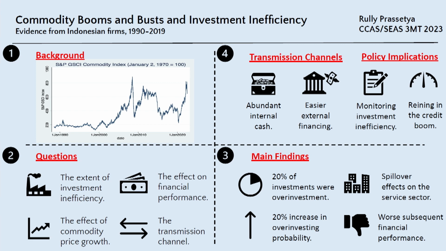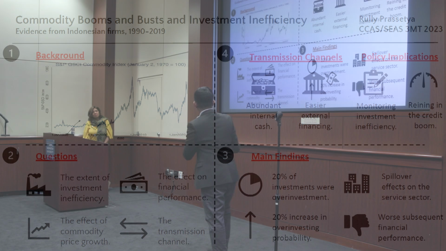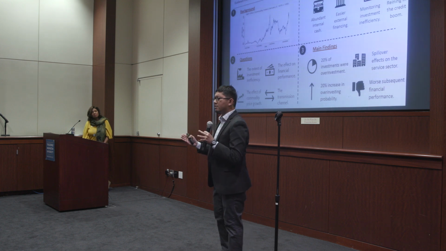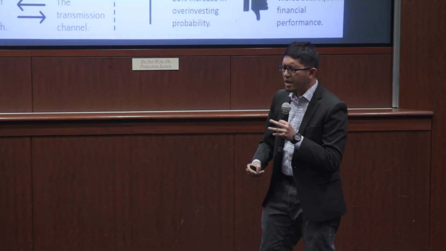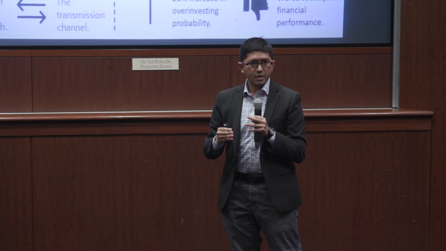The first one, around 20% of investment by resource firms was overinvestment. The share is larger during the boom period compared to the bust period, and larger for firms in the resource sector compared to the non-resource sector. Second, one standard deviation increase in commodity price would increase the likelihood of firms to overinvest by 20%. And third, firms that overinvest the most during the boom period will be more likely to have weak financial performance in the subsequent bust period. And finally, the effect is not only limited to firms in the resource sector, but also to service sectors such as retail or construction sectors.